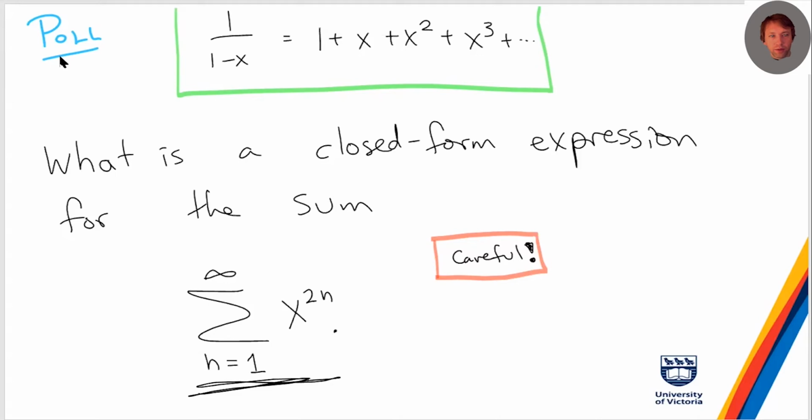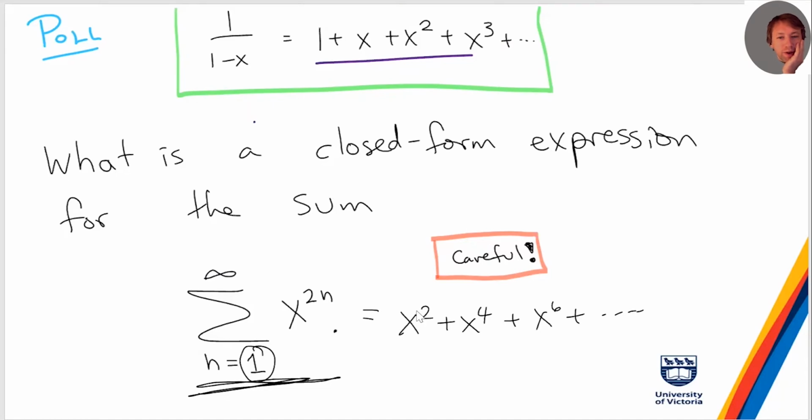If I write out the first few terms, it starts at n equals 1. I guess that's the point where I'm asking you to be careful. So you've got x squared plus x to the 4 plus x to the 6, and so on. Which is kind of like this sum here, but not quite. There's one thing: I don't have a 1. Let's deal with that later, though. Another thing is that I don't have any of the odd terms. I don't have x, I don't have x cubed. I just have even exponents.